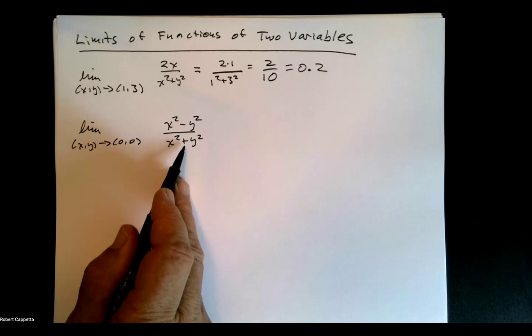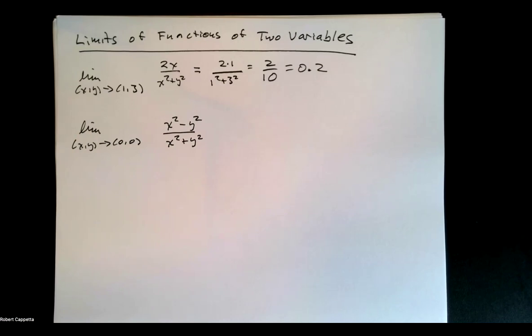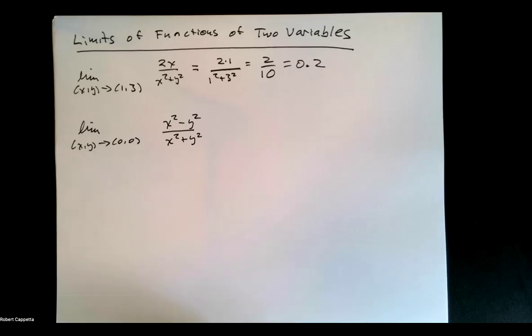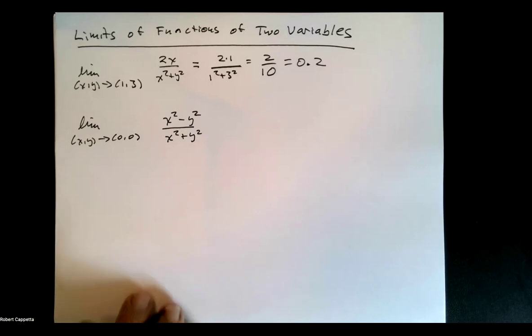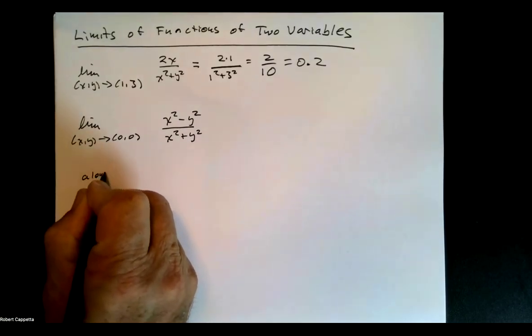So what kind of a strategy can we use? Back in Calc 1, we approached from the left and right. We approached hopefully the same value. If that were the case, we have a limit. We also had a delta epsilon argument you can use. And you certainly can use delta epsilon arguments for this, but my approach here is going to be to approach along different pathways.